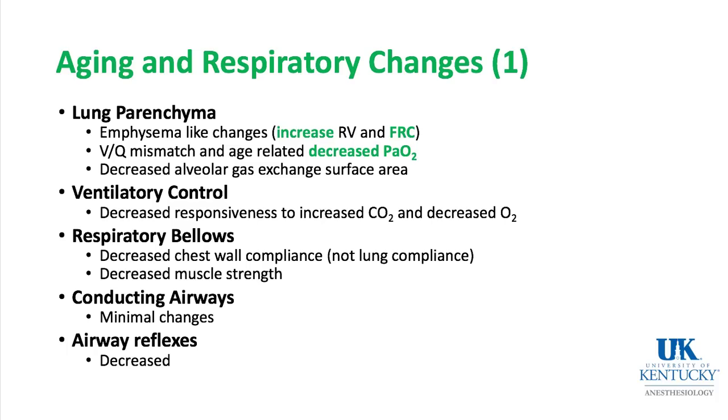There's decreased alveolar gas exchange surface area. Those are lung parenchyma changes. The ventilatory control problems like decreased responsiveness when the CO2 builds up, they're not going to hyperventilate as much. They're not going to hyperventilate as much to a decreased PaO2 that occurs. Their chest wall compliance may be decreased because of arthritic and cartilaginous changes. The lung itself is actually more compliant in general. Their muscles aren't as strong to move air in and out.